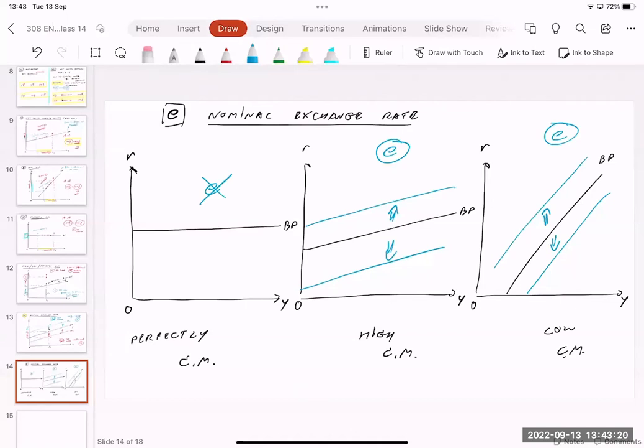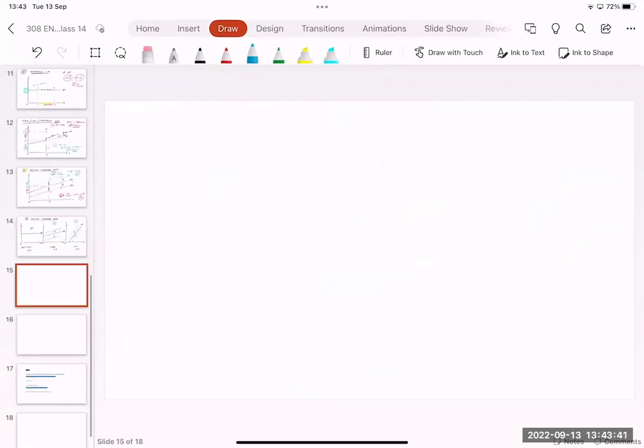Because for a country with perfect capital mobility, they don't need to change their real interest rate. The real interest rate is always the same. So the BP curve for perfect capital mobility doesn't have to shift. The nominal exchange rate cannot shift the BP curve in that case. That's it. So we're done with everything you should know about the BP curve.